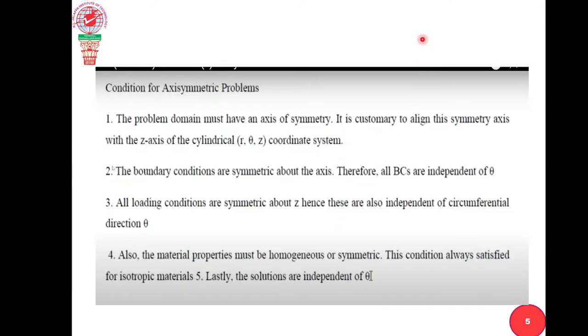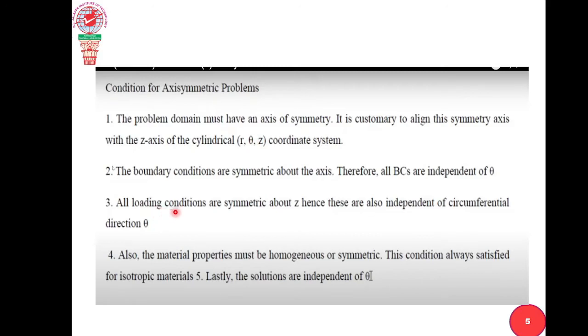So why does it become 2D? Because of the parameters: boundary conditions, loading conditions, displacement, stress, strain, all these with respect to theta are going to be neglected or treated as constant. So that is known as 2D analysis. That's why theta variation will not be there. Only variation with respect to r and z will be considered: any strain, any stress, displacement, boundary condition. That is what they are saying here.